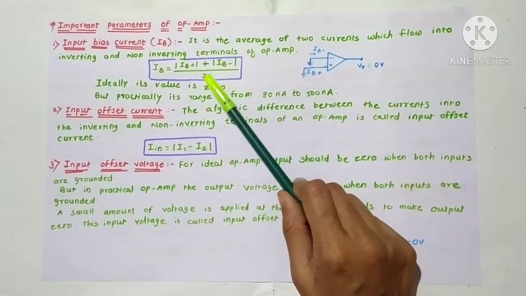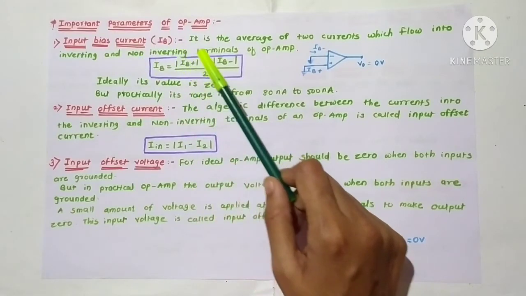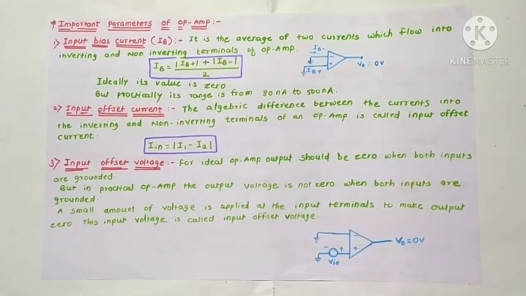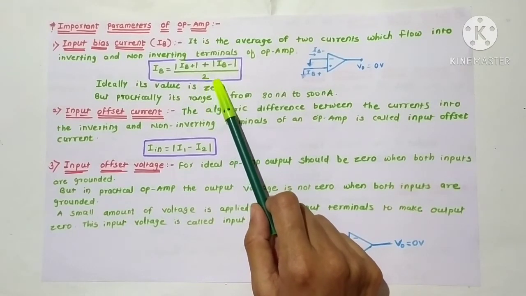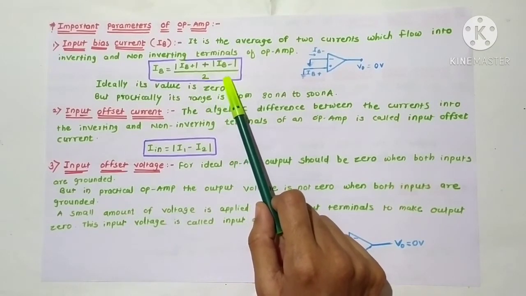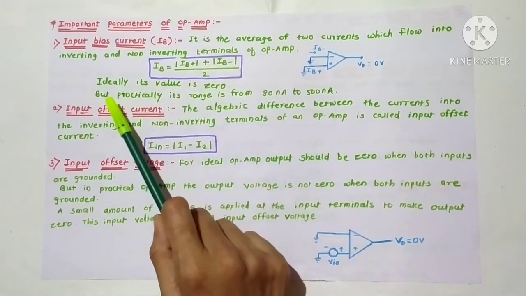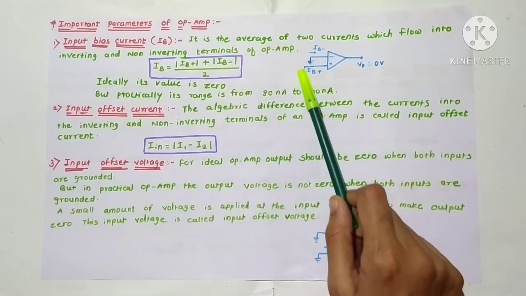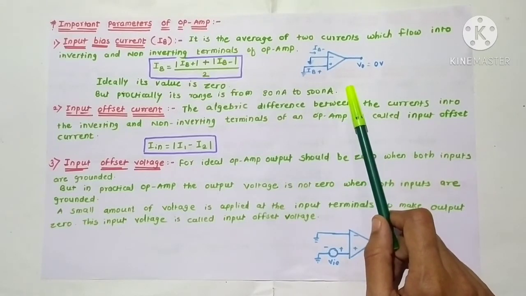It is the average of the two input currents, one from the inverting and another from the non-inverting terminal. So we can say that it is the biasing current required at either input to provide a zero output voltage with zero input signal. Ideally, its value is 0 and practically its range is from 80 nanoampere to 500 nanoampere. Students, you will get a clear idea by using this diagram of an operational amplifier.